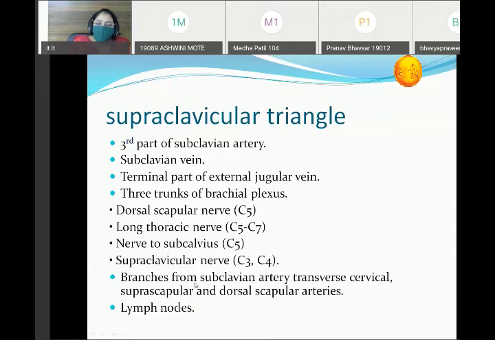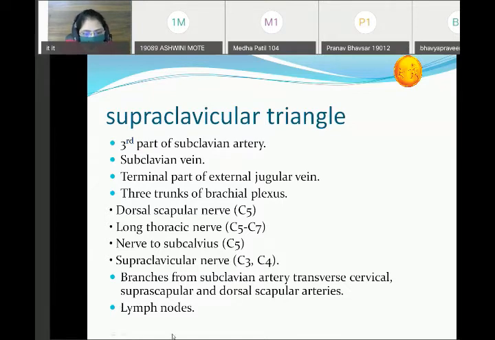Then there are the branches of the subclavian artery. The branches are the transverse cervical, suprascapular, and dorsal scapular arteries. The transverse cervical and suprascapular arteries are branches of the first part, and the dorsal scapular artery is a branch from the third part of the subclavian artery. These branches also take part in the scapular anastomosis we have studied.